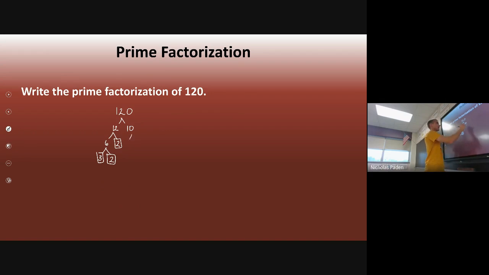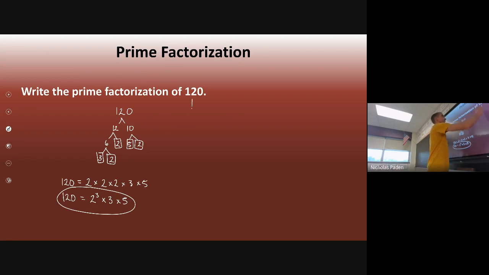Now let's go look at 10. 10 is 5 times 2. And both of those are prime numbers as well. So I've got all my factor tree finished. Boxes at the end of everything. 120 would be 2 times 2 times 2 times 3 times 5. So rewrite that using exponents, and I'm going to get 2 to the 3rd power times 3 times 5.